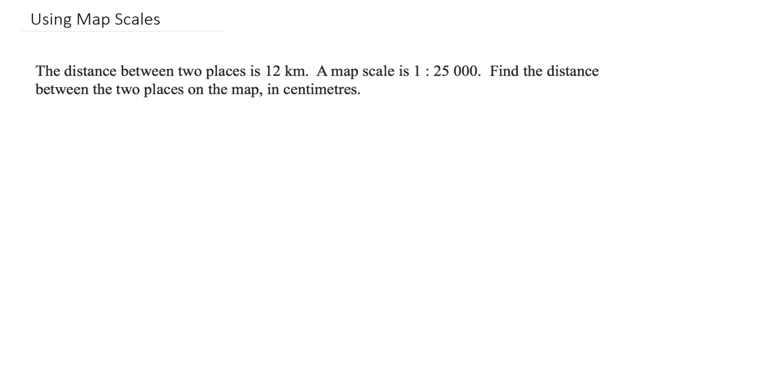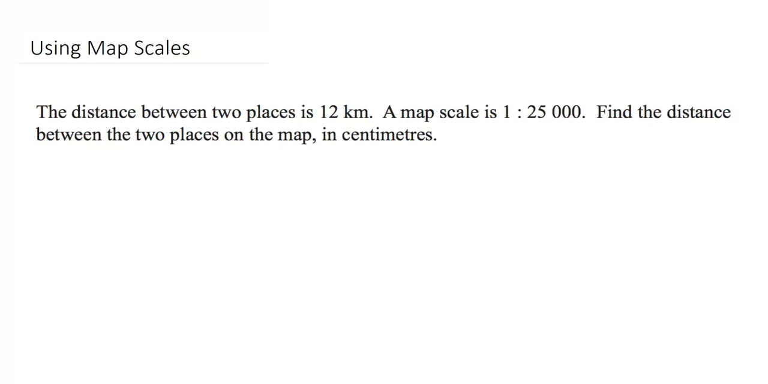So in this video, we're going to take a look at how to find and use map scales using our work on ratio and proportion. Before we get started, we need to know a couple of things. We need to know that 1 kilometer is 1,000 meters, and that 1 meter is 100 centimeters. Those are the units that we most often use when working with maps.